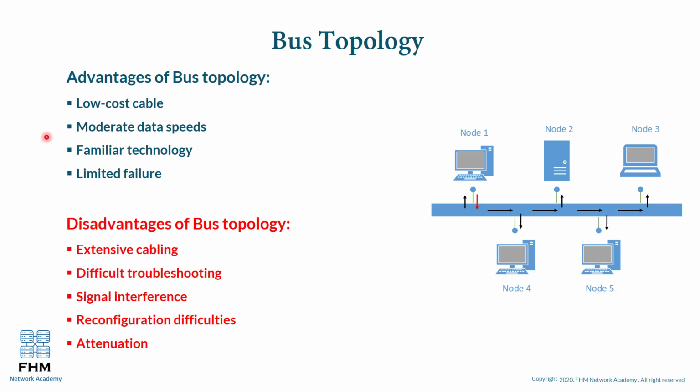A failure in one node will not have any effect on other nodes, which could be considered as another advantage of the bus topology. Let's talk about the disadvantages of bus topology.